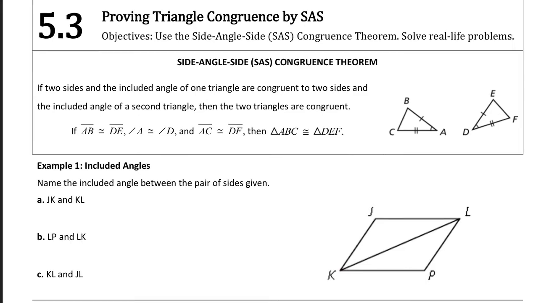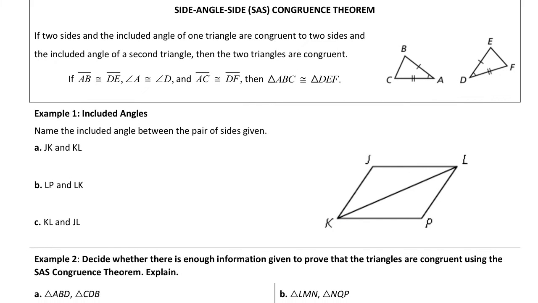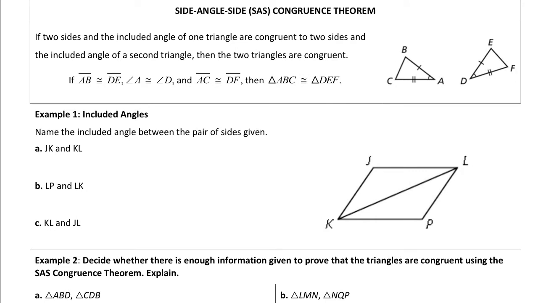So this first shortcut is called side angle side. And what it says is if two sides and the included angle of one triangle are congruent to two sides and the included angle of a second triangle, the two triangles are congruent. So in this diagram, we have AB and DE, and then AC and DF. Well, A is the included angle between those two congruent sides. So knowing what an included angle is going to be the first thing we work on in example 1.